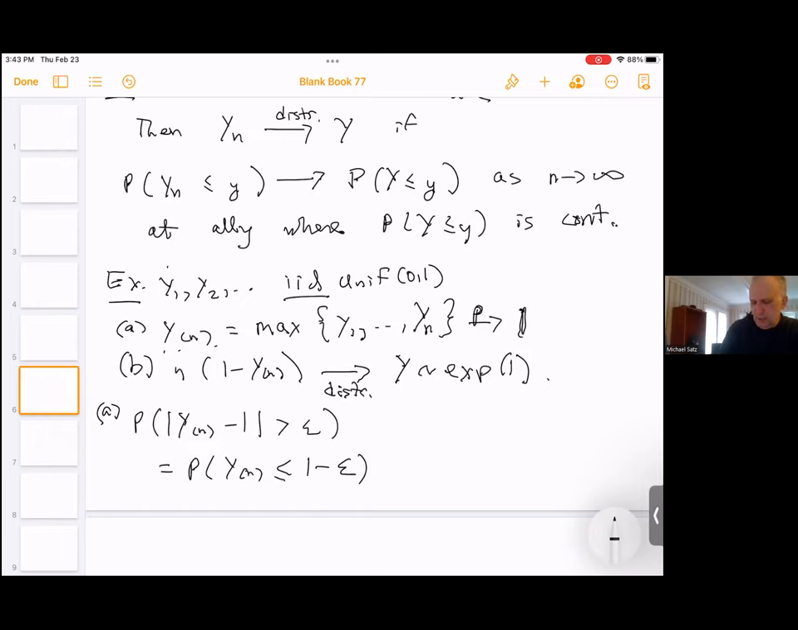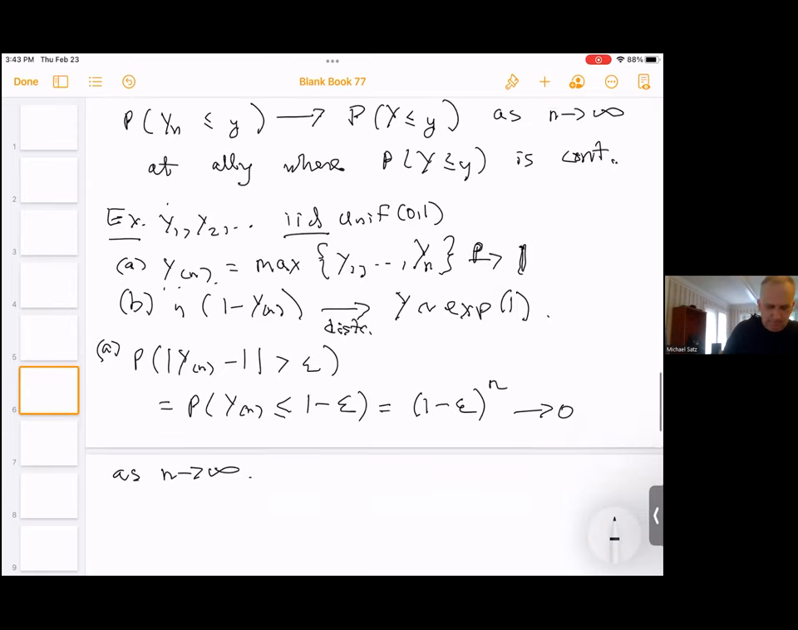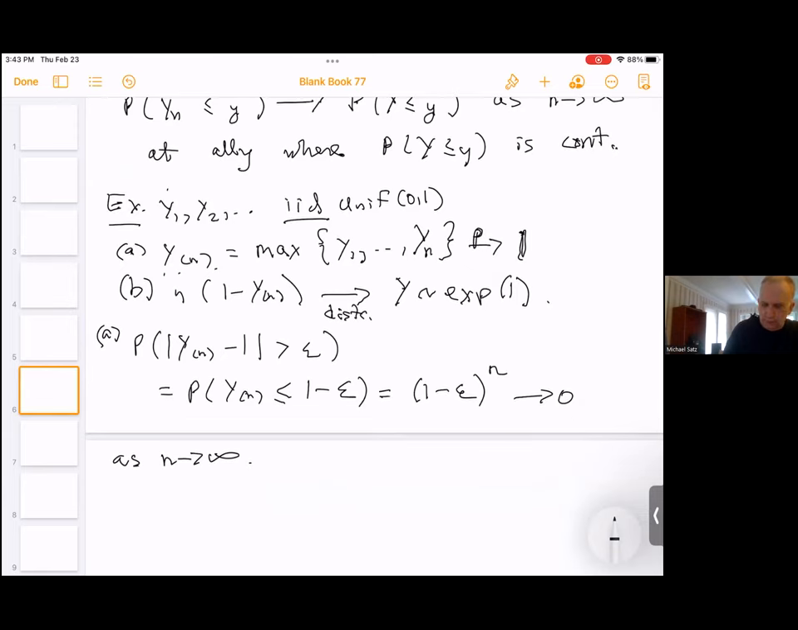So the probability Yn is less than this means that all of them are. Maybe you're just thinking, that's fine. This means the probability all of them are less than, right? If the max is less than this, all of them have to be less than this. So it's 1 minus epsilon to the nth power, right? Agreed? And this goes to 0 as n goes to infinity. So that's the proof, okay? So Yn goes to 1.